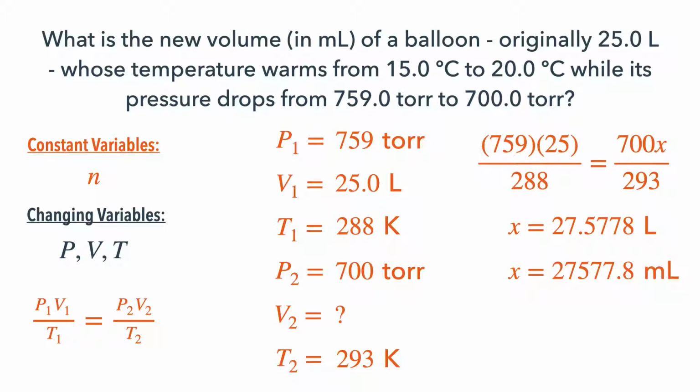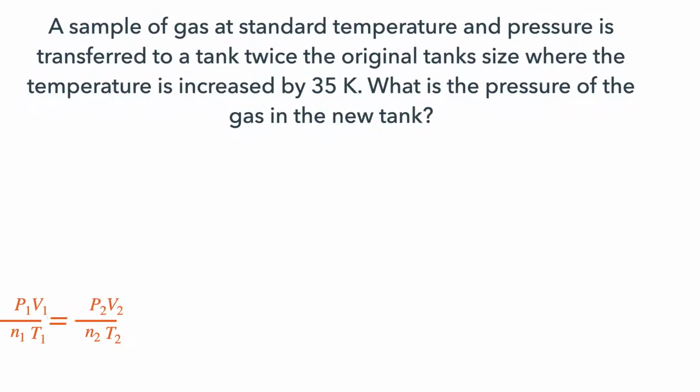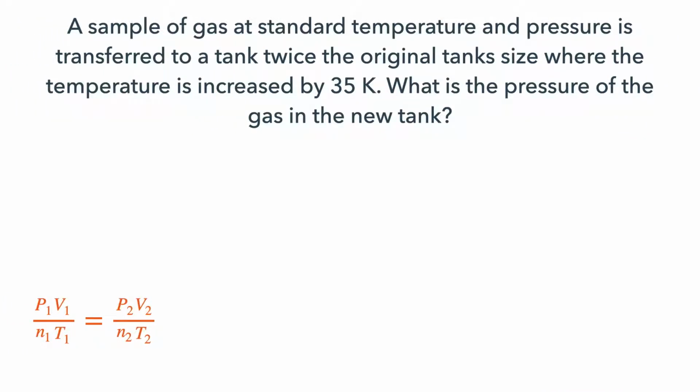Let's try another with less numerical values. A sample of gas at standard temperature and pressure is transferred to a tank twice the original size, where the temperature is increased by 35 Kelvin. What is the pressure of the gas in the new tank? First, again, we need to identify our variables. The only variable held constant is the number of moles of gas, assuming, of course, that 100% of the gas was transferred, which is a safe assumption.